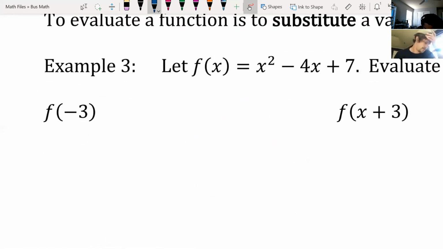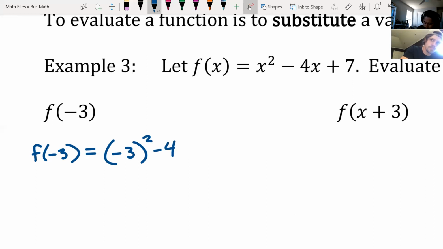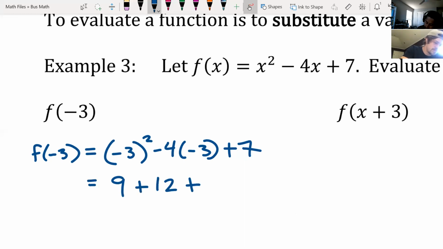So I'll write it here again. I'll say f of -3 is equal to, and whenever you plug in or substitute, you always put parentheses when you plug in. (-3) squared minus 4 times (-3) plus 7. Okay, we have substituted, and now from here we simplify. So here you get 9 plus 12 plus 7. -3 squared is +9. -4 times -3 is +12. And 9 plus 12 is 21, and 21 plus 7 gives me 28.